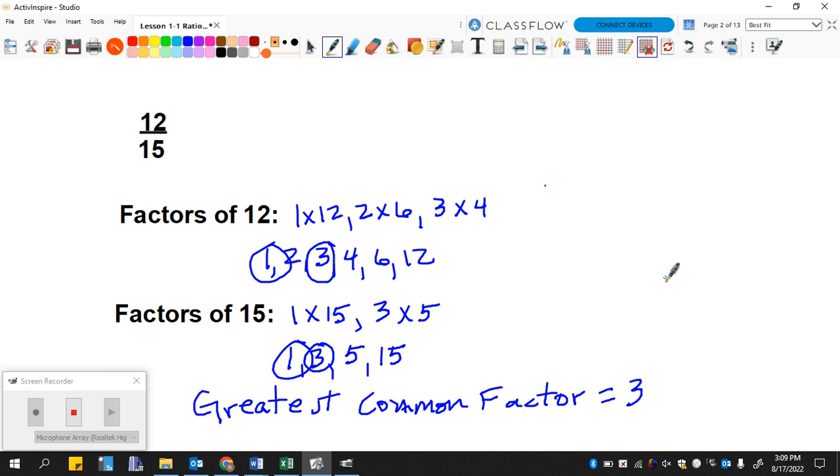So to reduce this fraction to simplest form, we just divide by the greatest common factor. So we divide by 3. 12 divided by 3 is 4. 15 divided by 3 is 5, not 15. So 12/15 reduces down to 4/5.